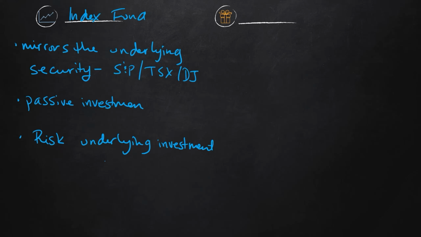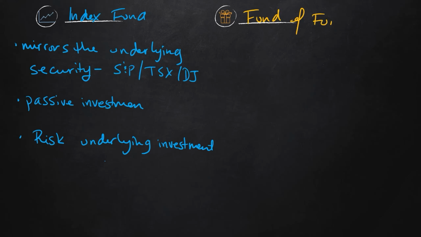It can follow varying types of indexes: equities, bonds, commodities, currencies. And the risk that's affiliated, like I mentioned earlier, is really with that underlying investment. If the underlying index does badly, then so does this fund. And so that's the risk that's affiliated with index funds.